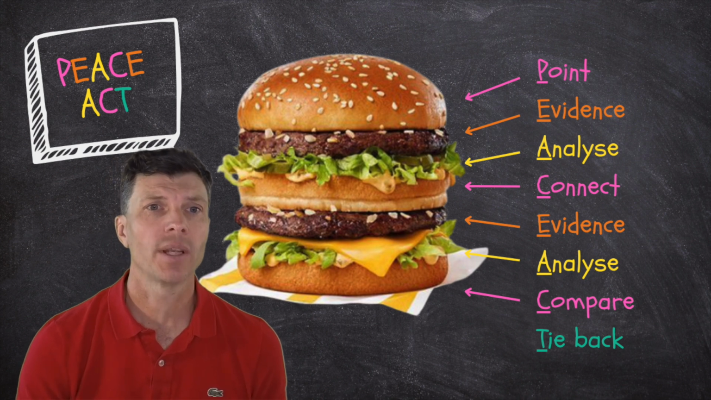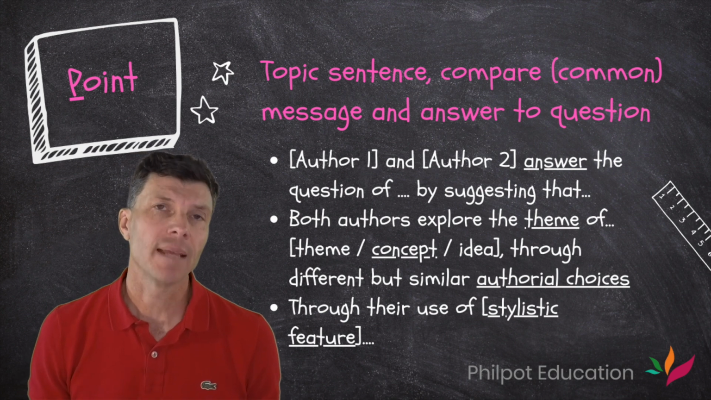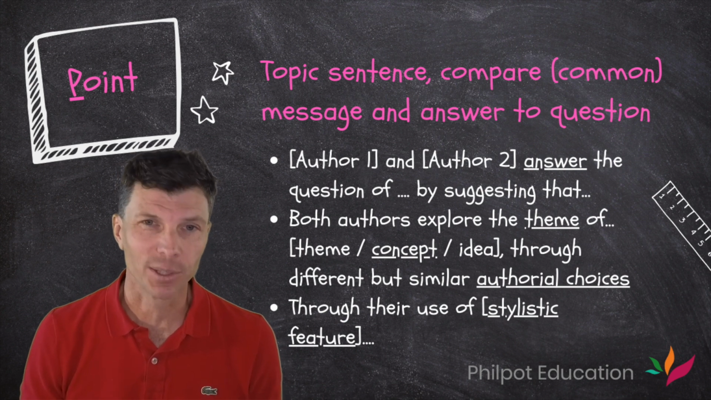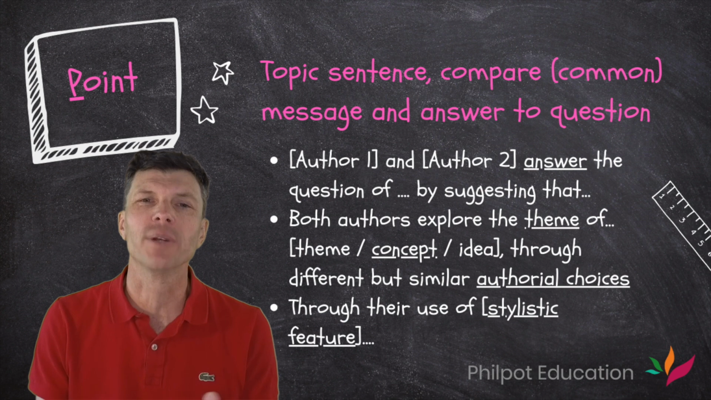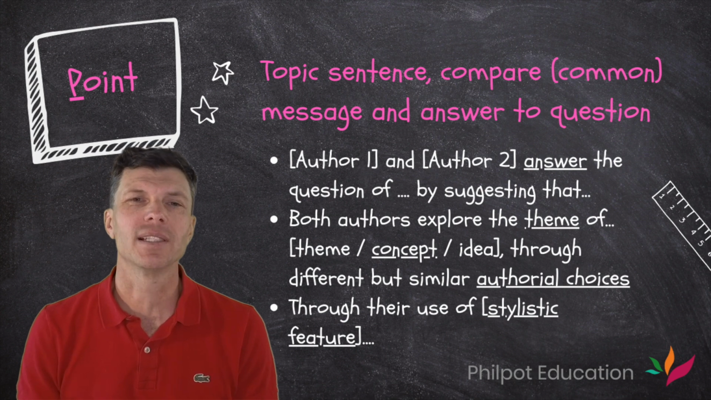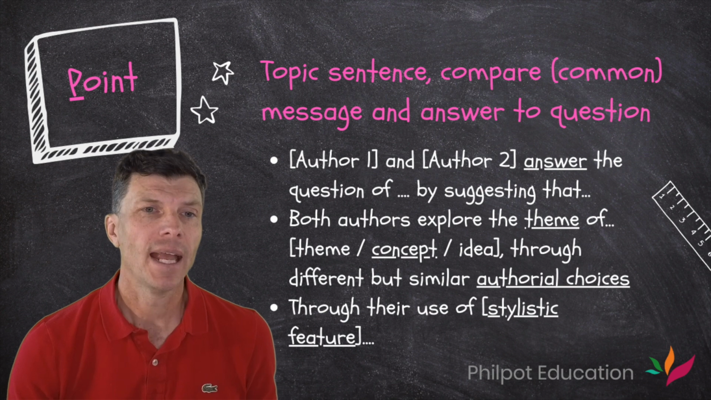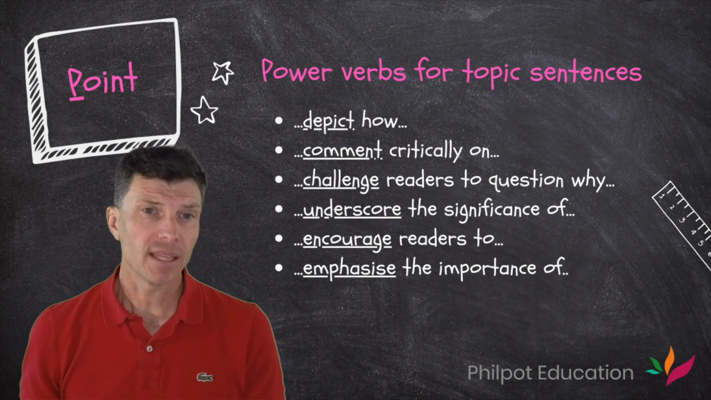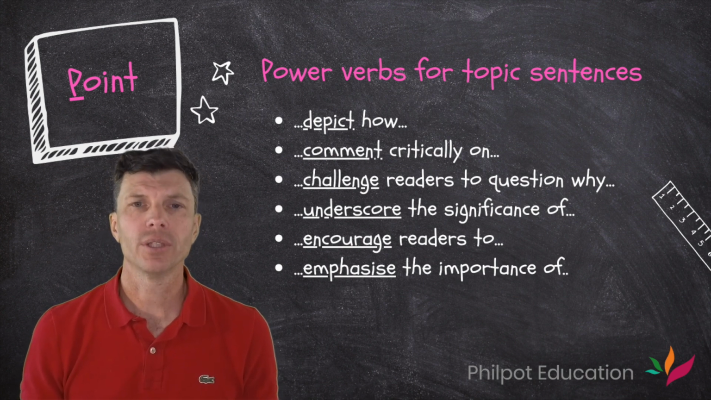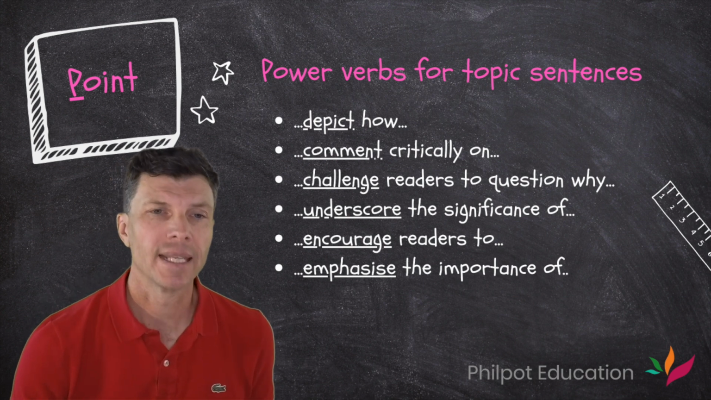To start any coherent paragraph, you're going to need a topic sentence, and that comparative point will include the names of both authors. Because you are answering an essay question, it's okay just to use the words "answer the question of." Author 1 and Author 2 answer the question of by suggesting that, through the use of key authorial choices... These are typical sentences to kick off your paragraph, and you'll want to use a power verb like depict, comment, challenge, underscore, encourage. These words are really good to indicate to the examiner that you're about to launch into comparative textual analysis.